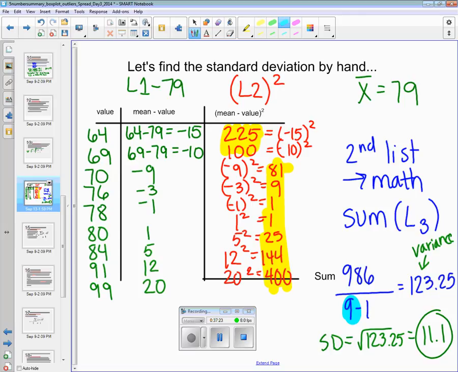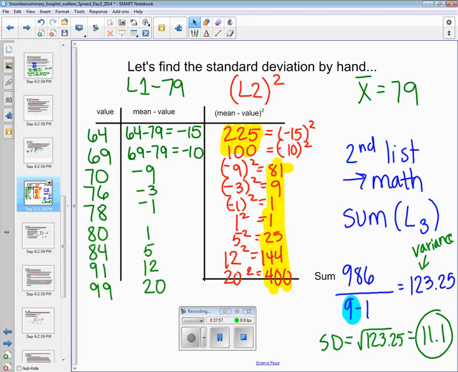This is a measure of spread. 11.1 means that it's spread out that far. If they were normally distributed, if you remember this from last year, 11.1 above the middle and 11.1 below the middle has a certain percentage of the data. We'll get to that in December. Could you find the standard deviation by hand if I asked you? No. You're going to study this, though, and you're going to be prepared for next week.